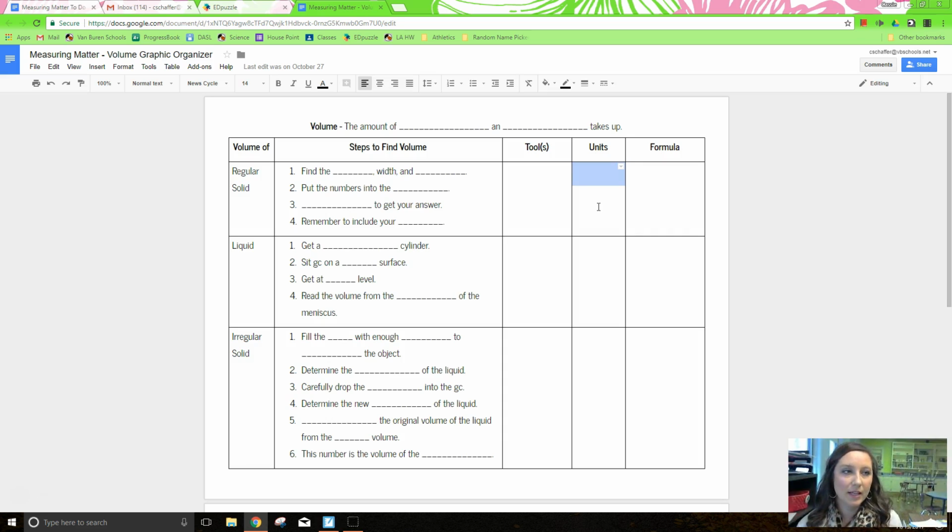So starting off, the first thing we're going to talk about is what volume actually is measuring. Volume is measuring the amount of space an object takes up. With mass, we are trying to figure out how much matter is in that object. Now we're going to figure out how much space that matter is actually taking up. For example, I have this tissue box here. We're going to figure out how much space the tissue box is taking up.